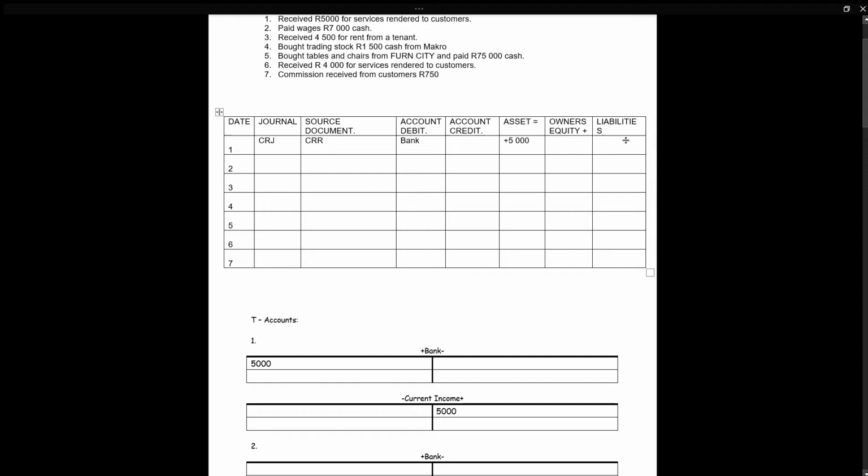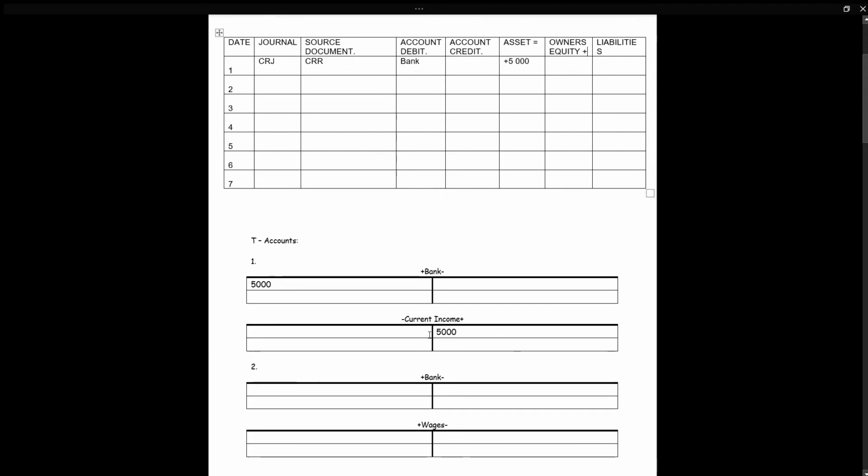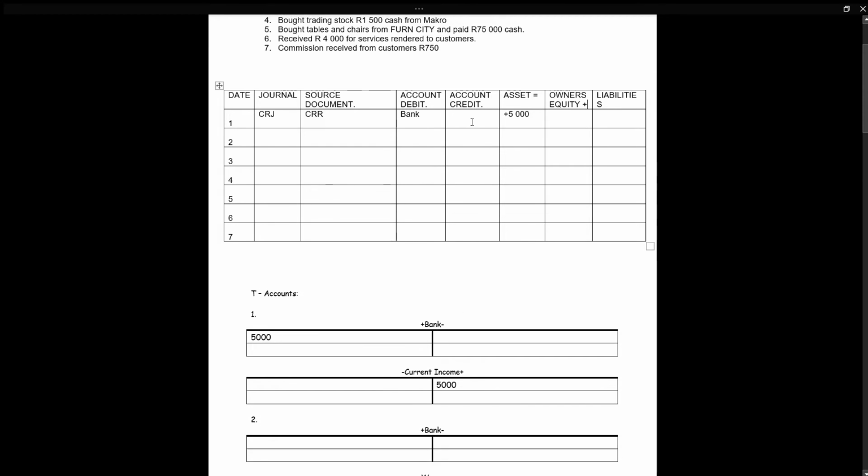Alright, so next one, current income will be my account being credited. And what I told you when we did the T account, current income classified as income will have a positive influence on owner's equity. Therefore, 5,000 Rand equals 5,000 Rand plus 0. We have done that one correctly.